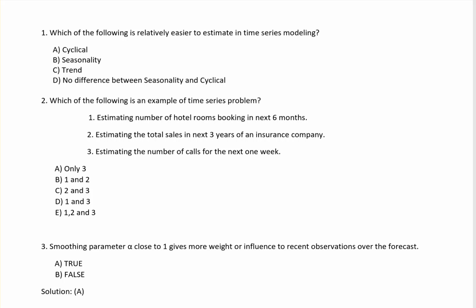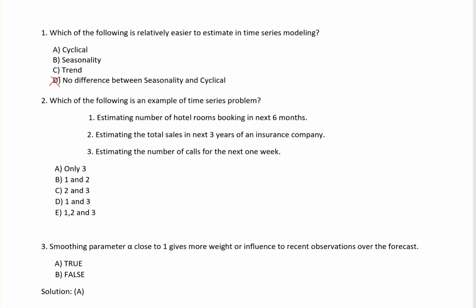Which of the following is relatively easier to estimate in time series modeling? Here we have the cyclical component, the seasonality, and the trend component. And D is no difference between the seasonality and the cyclical. First, there will be a difference between the seasonal component and the cyclical component, so of course, number D is not right.